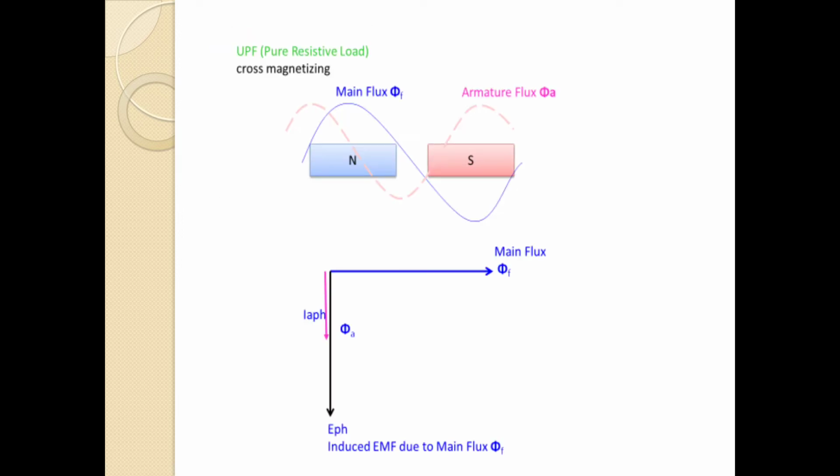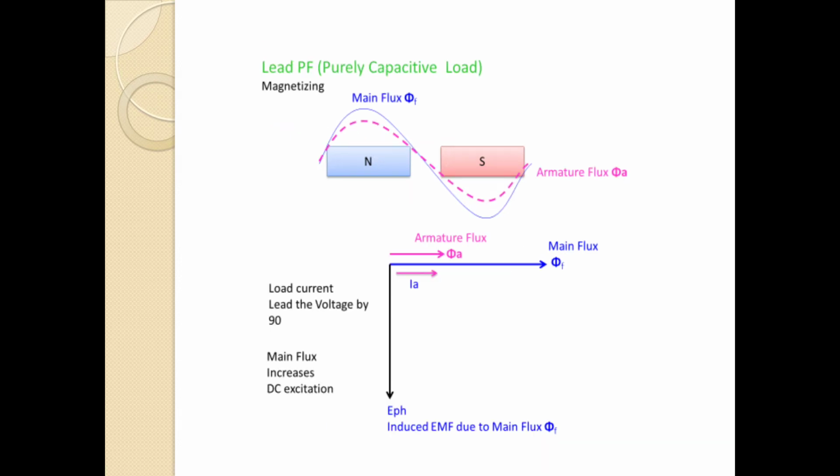First one is unity power factor. Let a resistive load be connected to the alternator. Induced EMF per phase E phase drives current I phase through the resistive load. E phase and I phase are in the same phase.